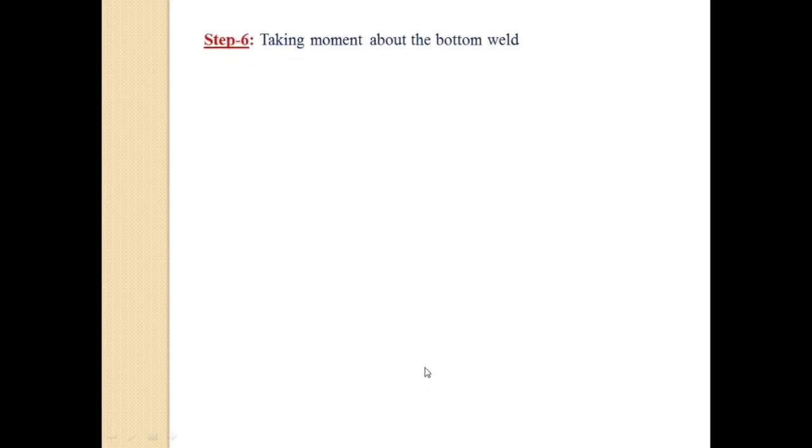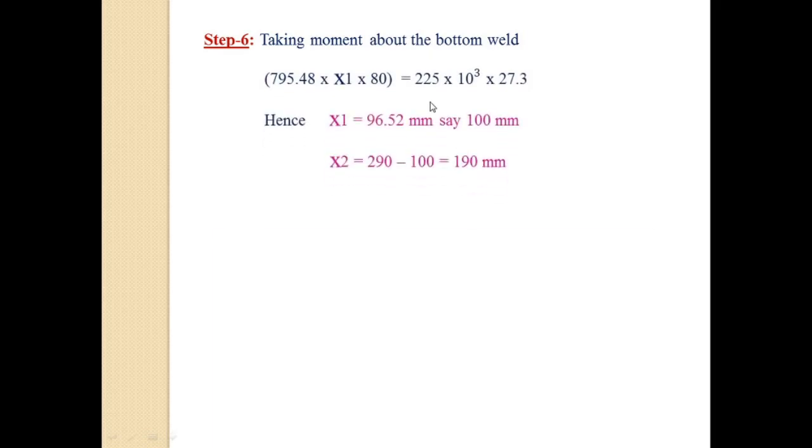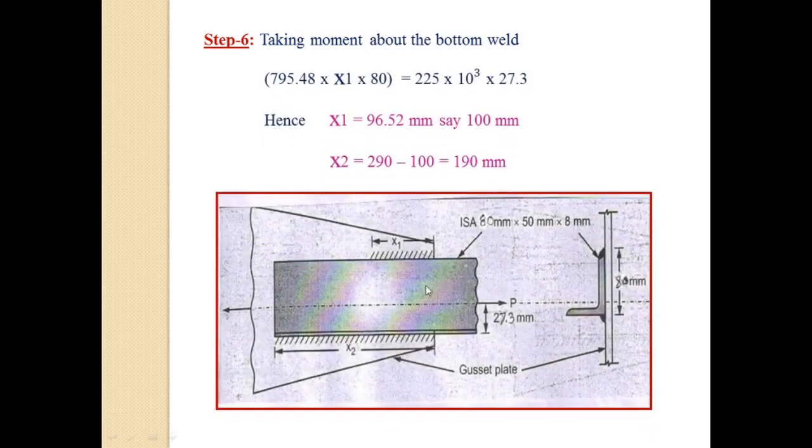Next, step number 6, we have to take the moment about the bottom weld for calculating x1. Suppose this is the figure. Here this is x1 and this is x2. We are providing more weld at the bottom edge because there is an outstanding leg. So suppose this is x1 and this is x2. This load is 795.48 multiplied by x1.